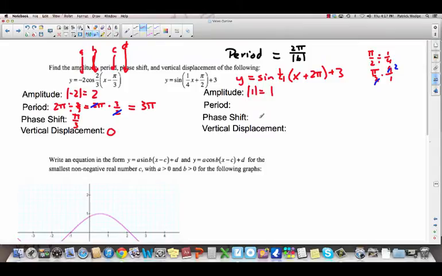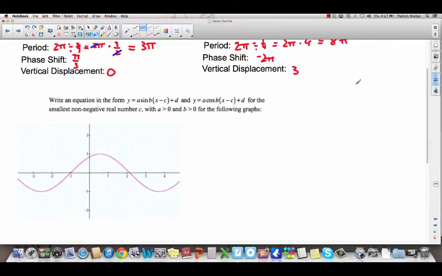Let's do phase shift. If it's 2 pi in here, the phase shift is -2 pi. If it's +3 here, the vertical displacement is 3. To get the period, remember period is 2 pi, this black formula here, 2 pi divided by b, which is 1/4. That's the same as 2 pi times 4/1, or 8 pi. There you go.